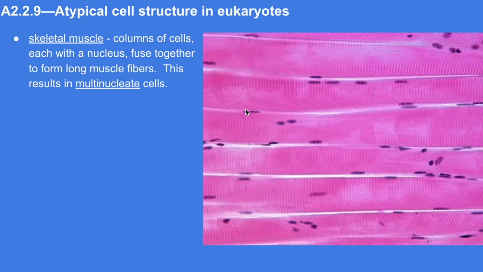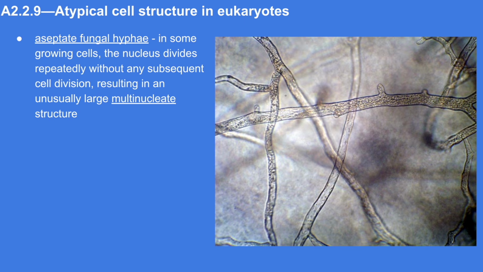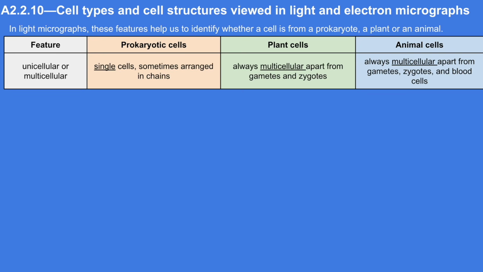Okay, another atypical cell structure is skeletal muscle. This is atypical because the cells are multinucleated. They have more than one nucleus. A second example of the same thing is aseptate fungal hyphae in fungi, also multinucleated structures.